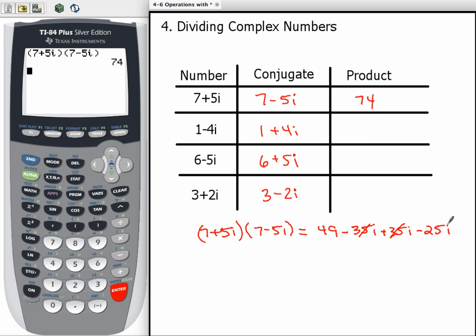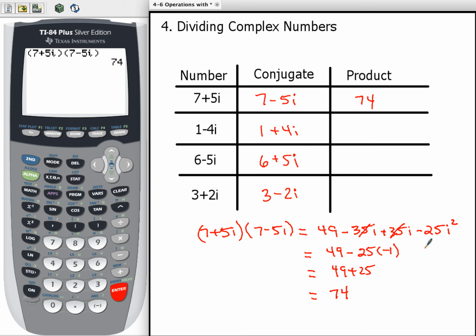negative 25i squared. Well, wait, what's the value of i squared? Ooh, that's right, it's negative 1. So what I'm going to have left is going to be 49 minus 25 times negative 1. And I'm just doing this out the long way, and you'll get the idea here real quickly. What's 49? And then that's going to go to plus 25. 49 plus 25, well, that gives me 74.